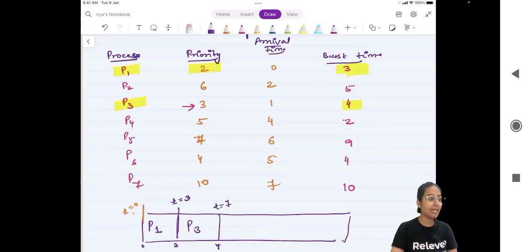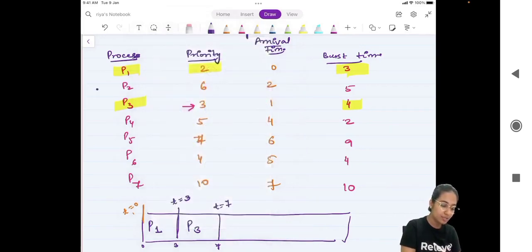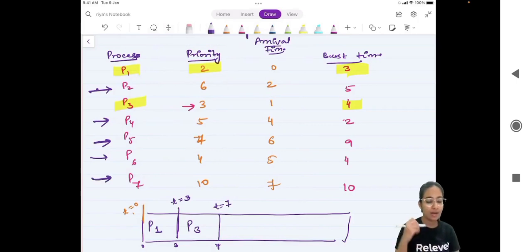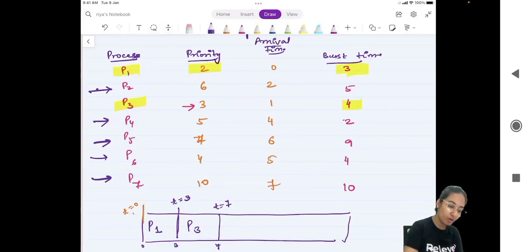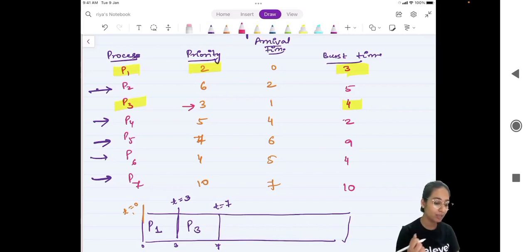Now by the time of t equal to 7, all the processes are available in the queue. Now after this, what we will see is the priority of the process: the lower the number, the higher the priority.